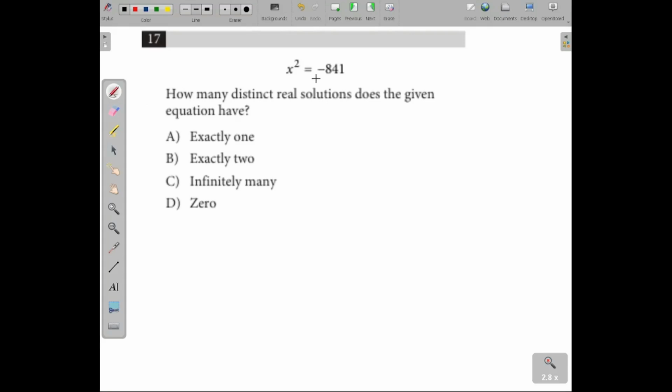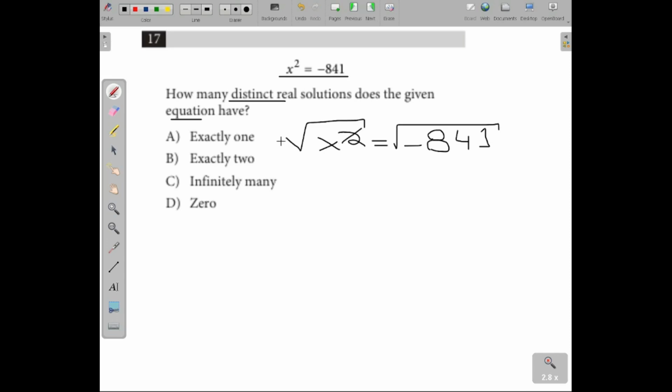X squared is equal to negative 841. How many distinct real solutions does the given equation have? So let's try to solve this equation. X squared is equal to negative 841. We can try to get the square root of both terms, and here we can get x. But what about the other side? What about this term?